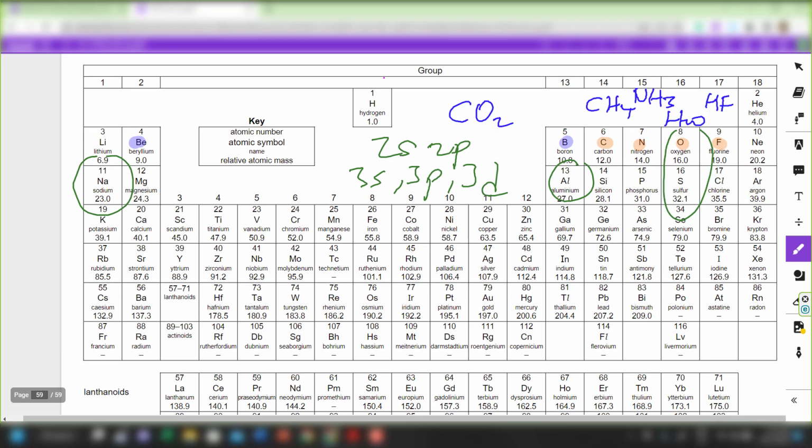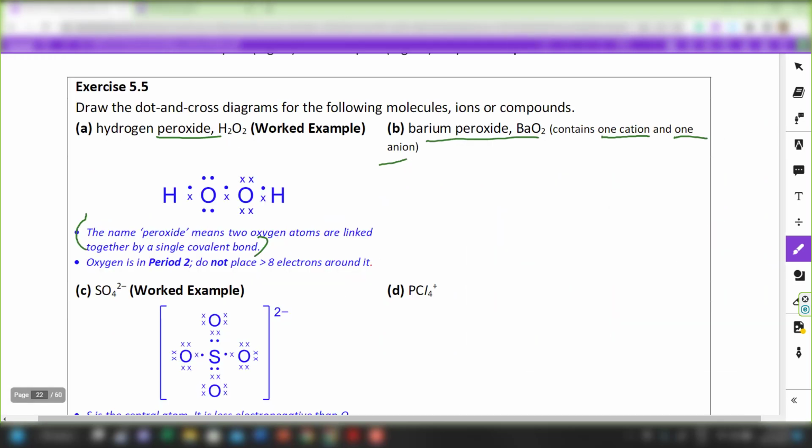So group 2, magnesium onwards, they tend to form ionic compounds. So for barium, same thing. Barium is likely to lose 2 electrons to peroxide. So barium will draw the bracket with a 2 plus. Yeah. So this is actually quite classic.